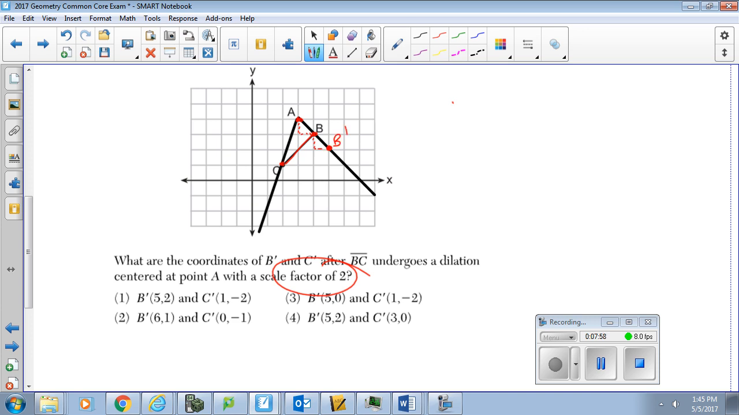So that would be my B prime. And then from A to C, I go down and over, down and over. So this would be my C prime. And you look at your choices here, and it looks like our points would be, which one of those is it? B is going to be (5, 2), so we can eliminate those, and C is going to be (1, -2). So there we go.